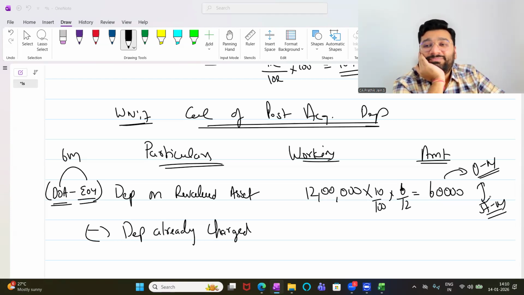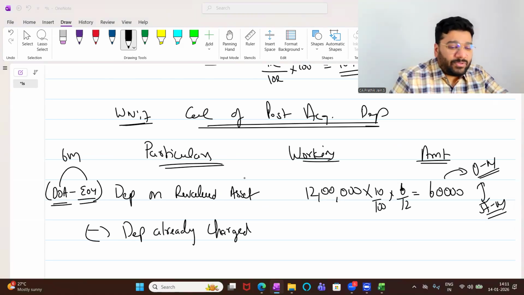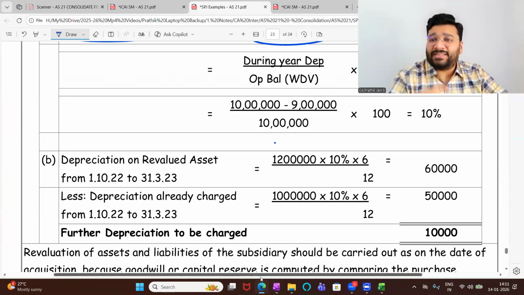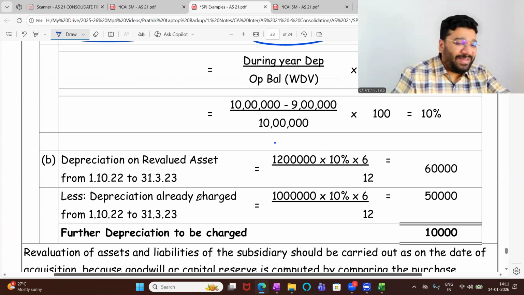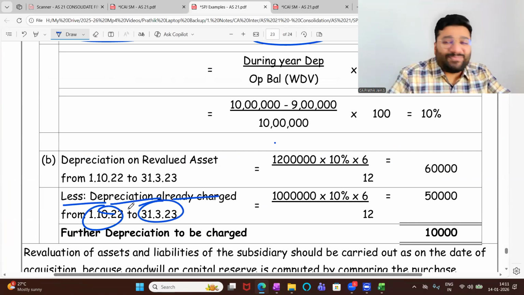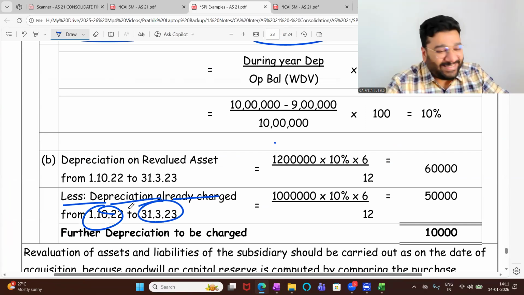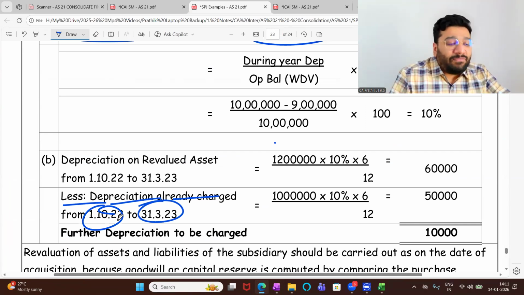Total depreciation 1 lakh. Divided by, into 6 by 12. So 6 months, you're telling. She's telling 12 months. Who's right? 6 months ka 50,000 hai? Oh my God, I'm sorry. I thought it's 50,000 for the entire year. Who said that? That is wrong, what she said. I only said, oh my God. Depreciation already charged during 1st October to 31st March. Lakshita lost the confidence.